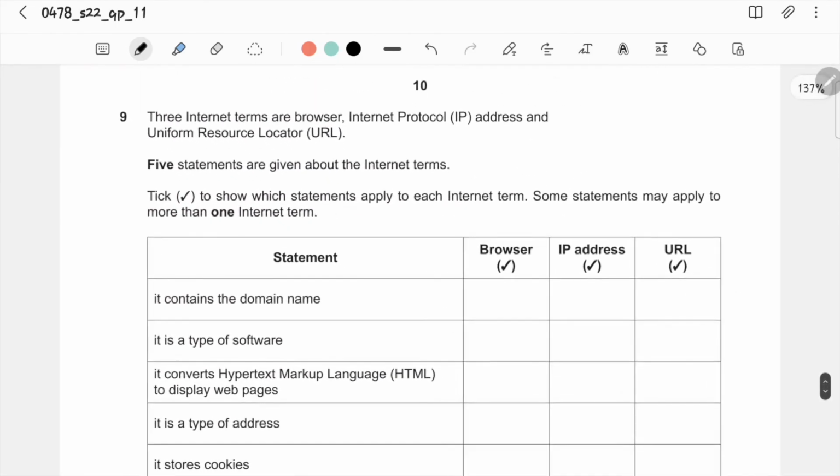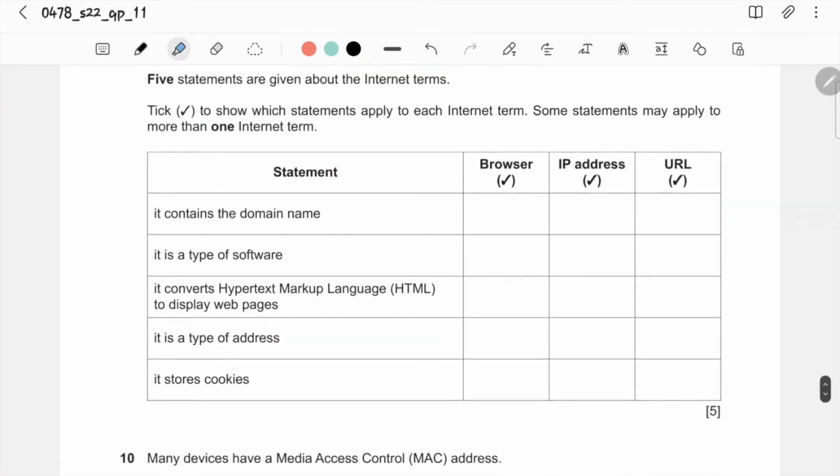Okay, 3 internet terms are browser, internet protocol. So we have a browser, we have an internet protocol, and an IP address, and the URL. 5 statements are given about the internet terms, and we are supposed to take them. It contains a domain name. Now, URL contains a domain name. It's only URL. Browser doesn't have a domain name. IP address doesn't have a domain name. And when you buy a domain name, it's for the URL. Domain names are for websites.